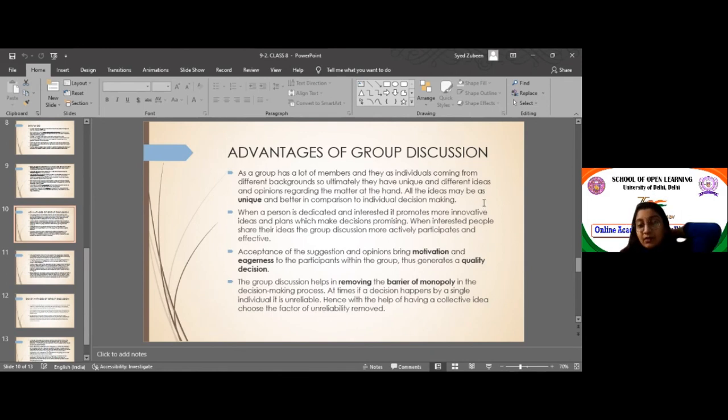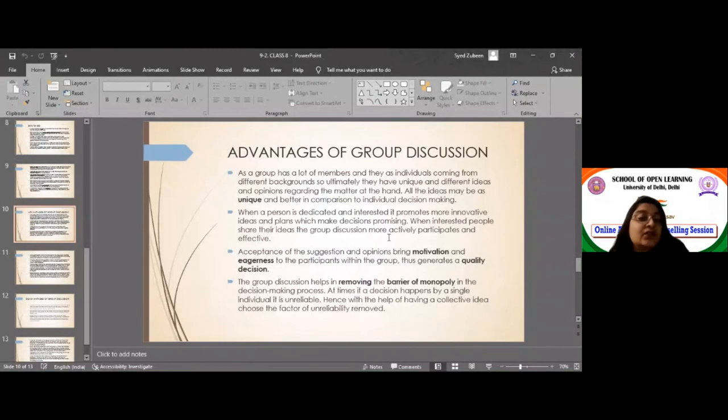Then advantages of group discussion. The advantage of group discussion is that whenever a lot of individuals come together, unique ideas are always going to be shared. It promotes innovation. It promotes an idea that encourages innovation and inclusivity. Then acceptance of suggestions and opinions brings motivation and eagerness, which helps aid in a qualitative decision process.